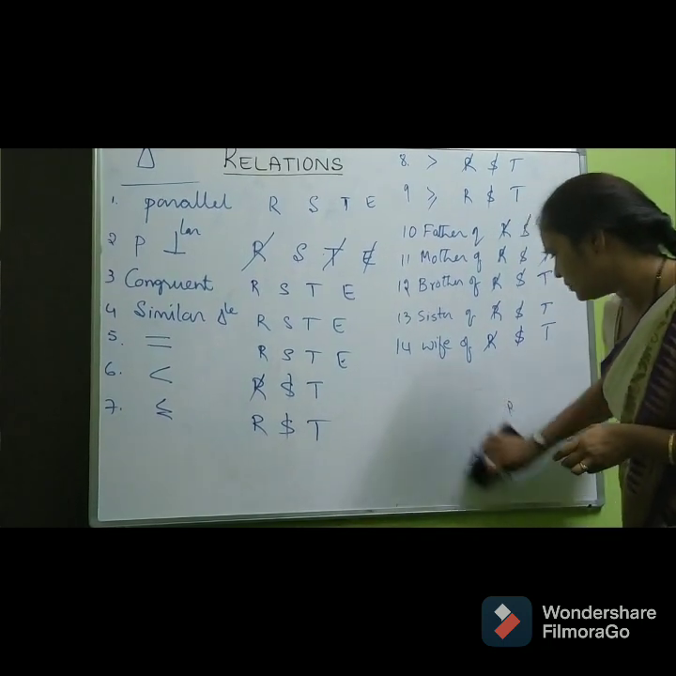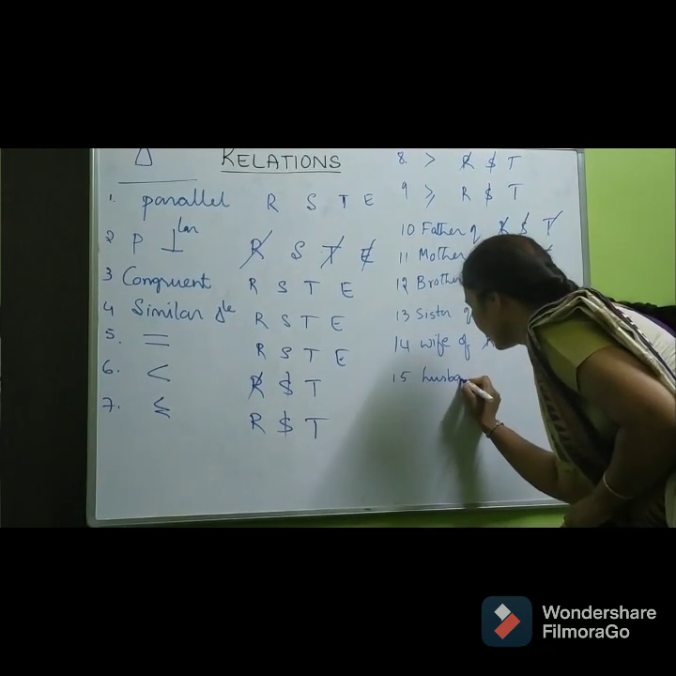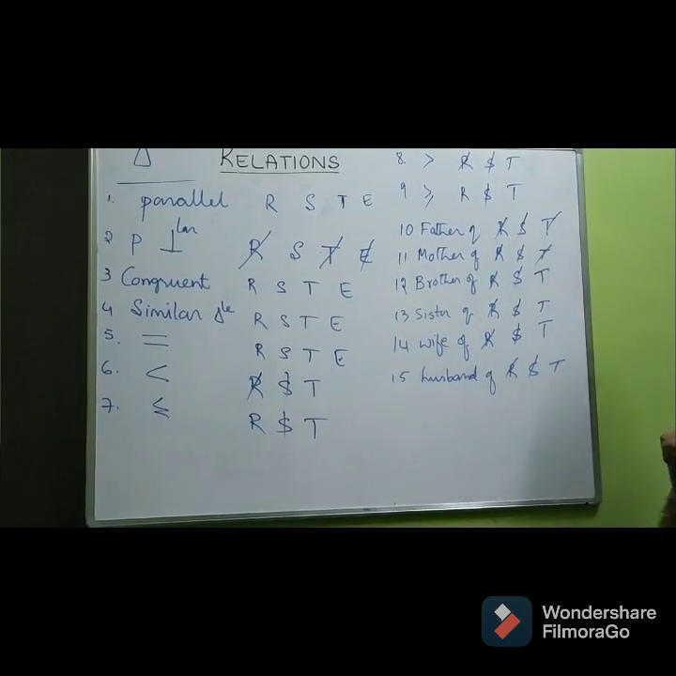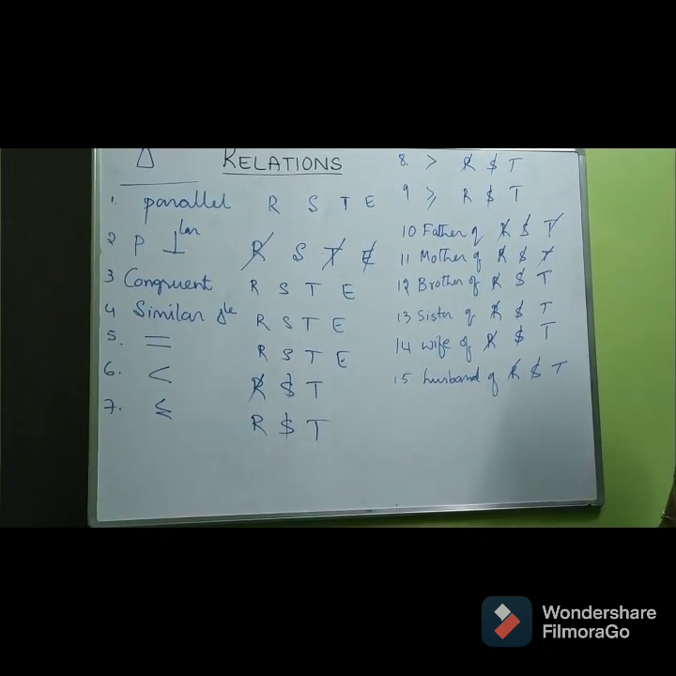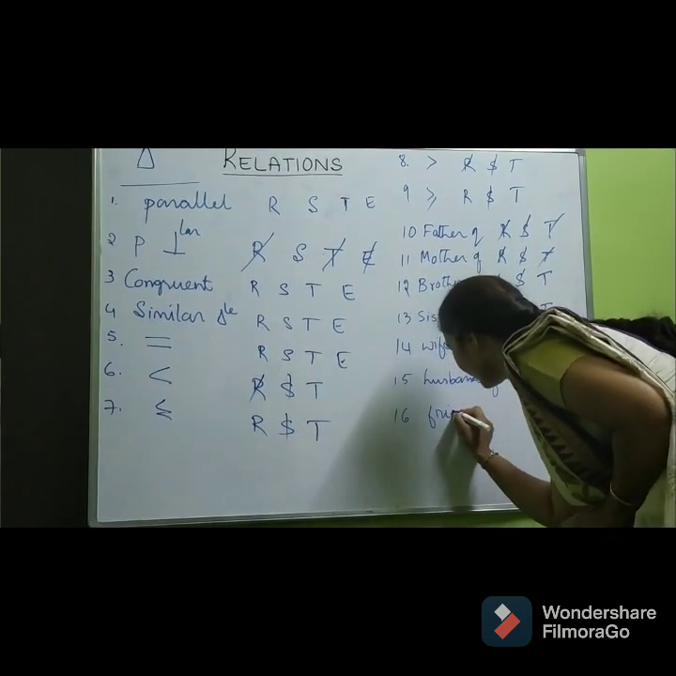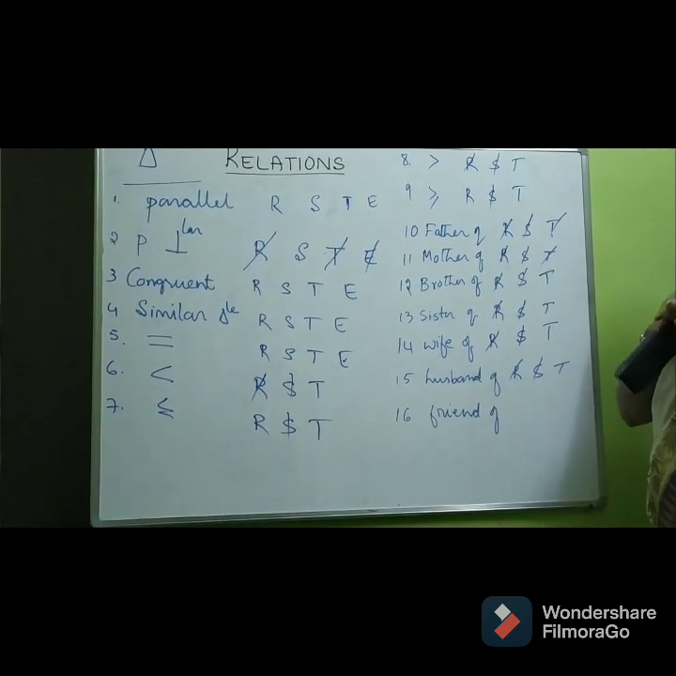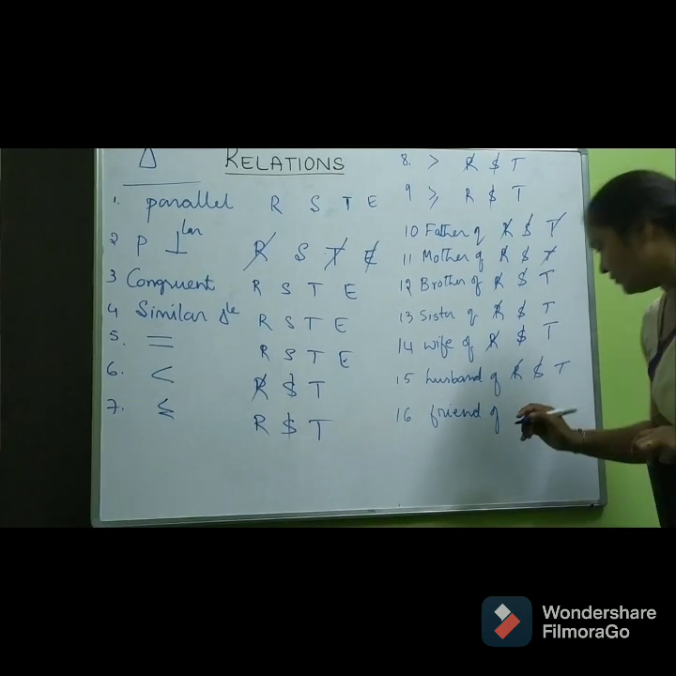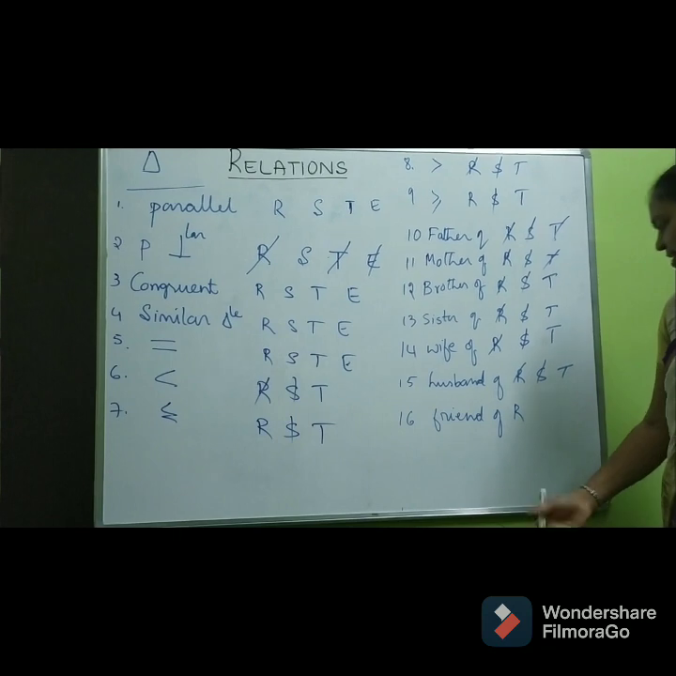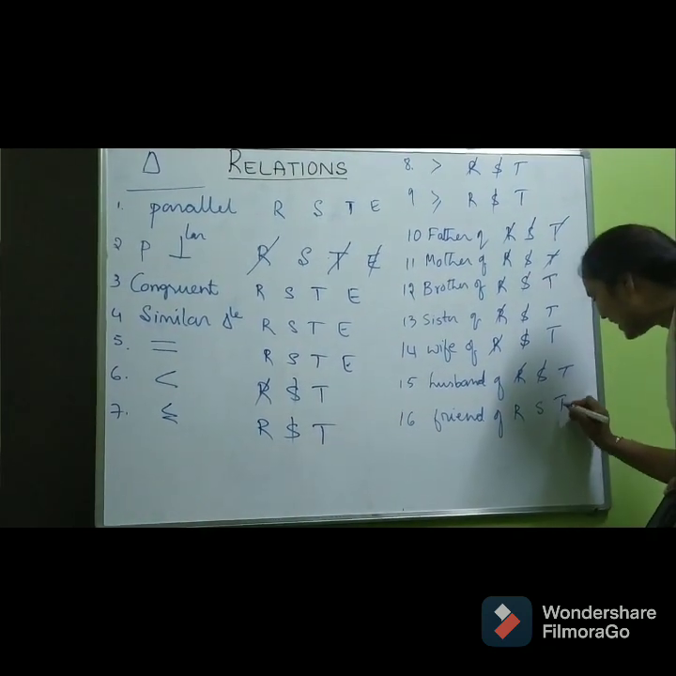Same thing for husband. Not reflexive, not symmetric, but transitive. Okay, 16th is friend of. I am friend of myself. In fact, I am a good friend of myself. Therefore, it is reflexive. Is it symmetric? Yes, it is symmetric. Is it transitive?